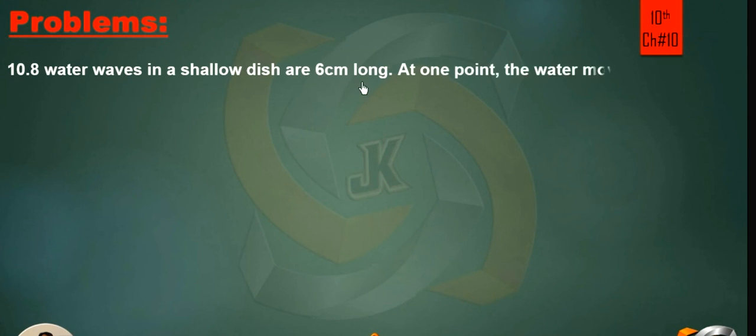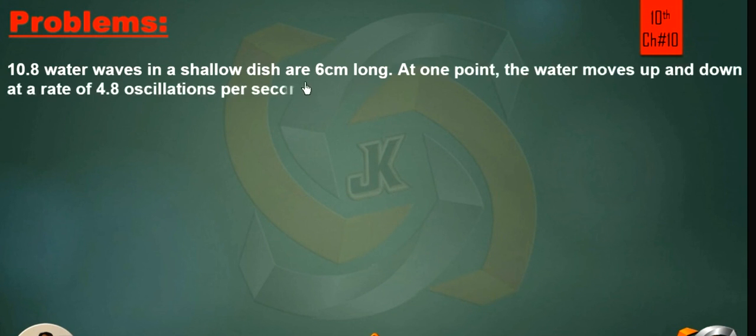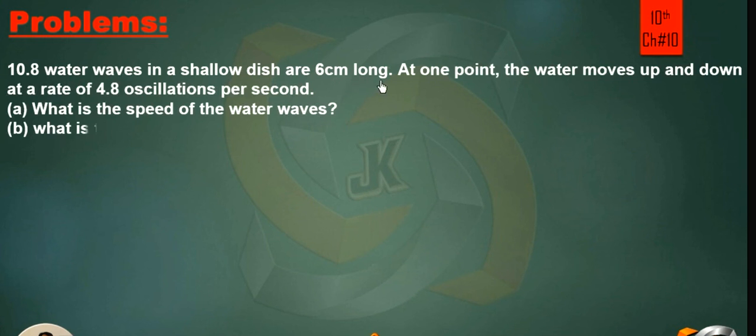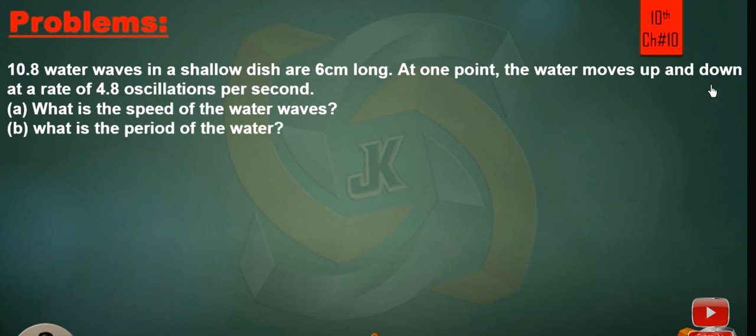Now moving to 10.8, student, you can pause the video and write all the numericals one by one. 10.8 says that water waves in a shallow dish are 6 centimeter long. So this is length of one water wave. It is 6 centimeter long. At one point the water wave moves up and down at a rate of 4.8 oscillation per second. So it is 4.8 hertz is the frequency.